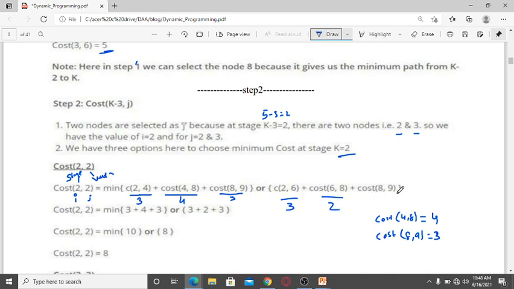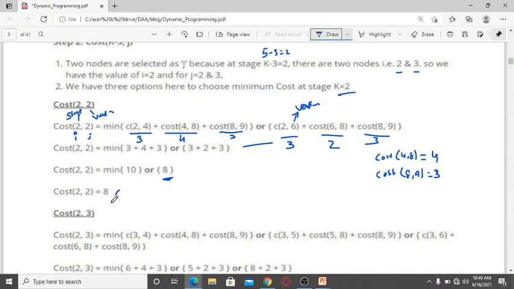And cost 8 comma 9, what is 8 comma 9? Already we have here is 3. So now see 3, 4, 3, or 3 plus 2 plus 3. Minimum 10 or 8. Which one is the minimum? 8. And how you are getting this 8? With the help of 6. Because of 6, we are getting the answer 8. Okay, so here the answer we got total is 8.